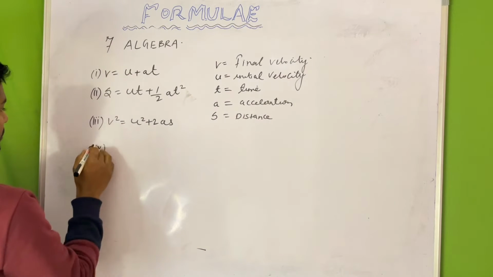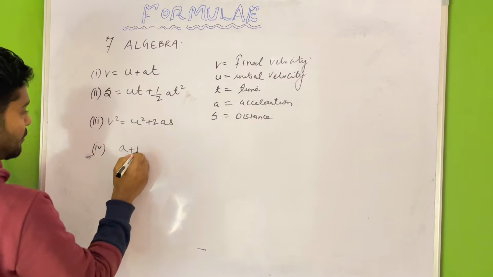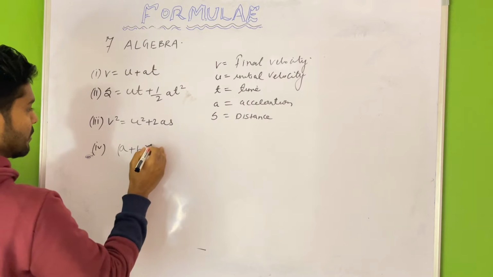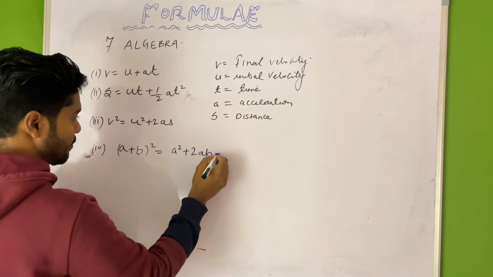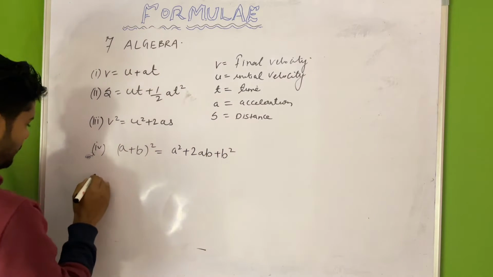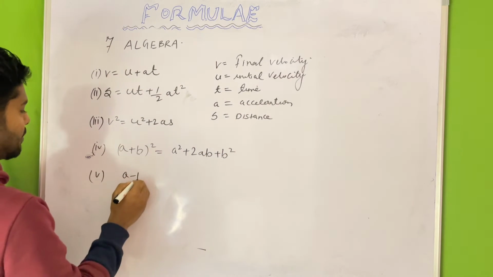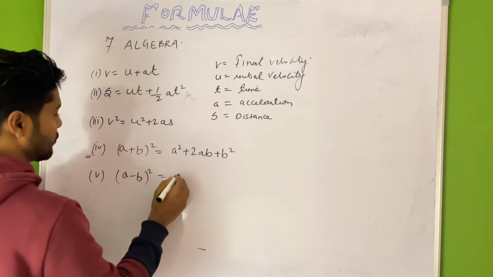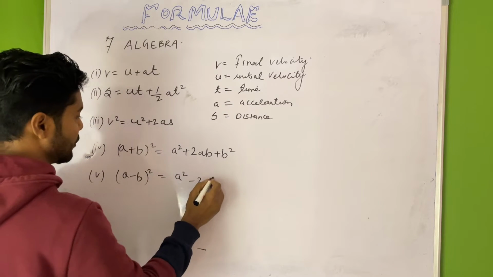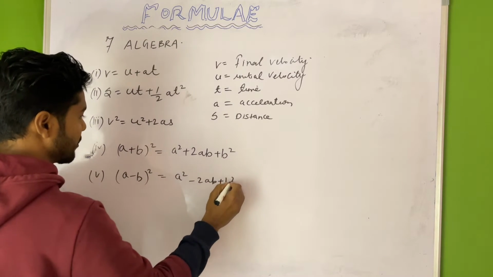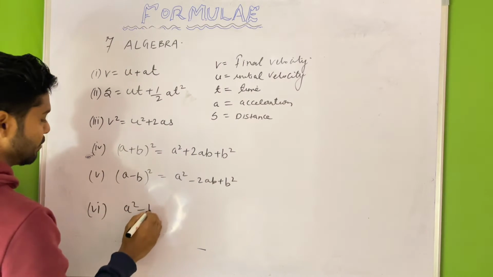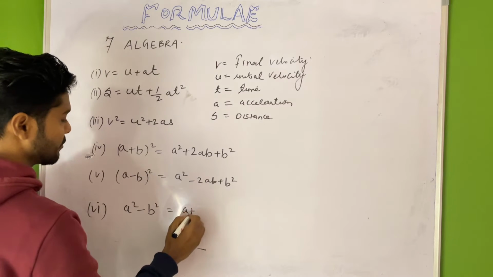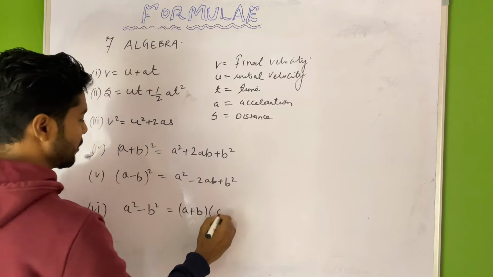Then fourth, a plus b whole square is equal to a square plus 2ab plus b square. Fifth, a minus b whole square is equal to a square minus 2ab plus b square. Sixth, a square minus b square is equal to (a plus b)(a minus b).